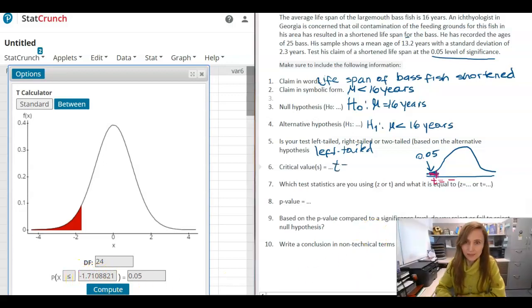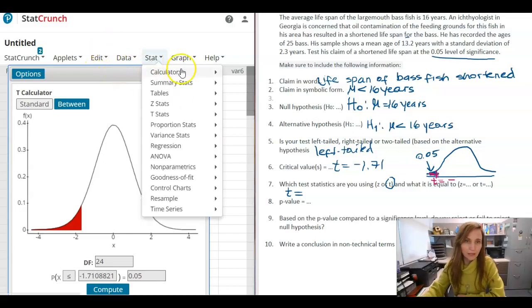Let's write it down. Now the next question is asking which test statistic are you using, Z or T? We're using T, because we don't know the population standard deviation. If the population standard deviation was known, we would use the Z distribution and Z statistic.